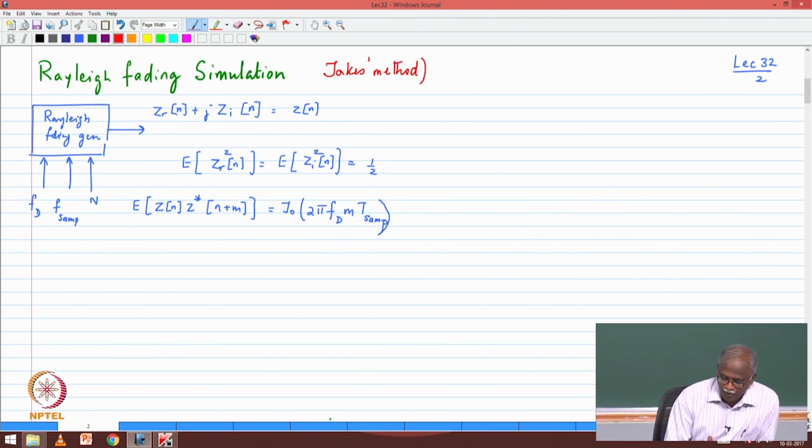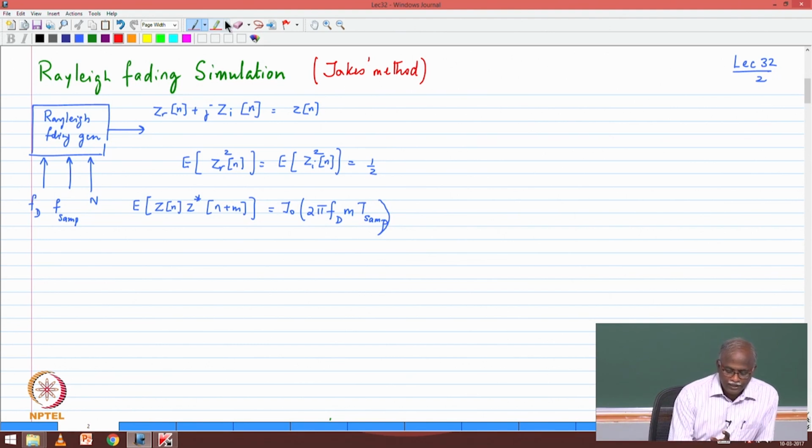So Jakes model is very widely used, and this is something that I would like you to be very, very familiar with, comfortable with, and actually be able to program and use, because the model itself is quite simple. It is very versatile in terms of its application.